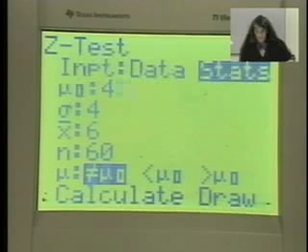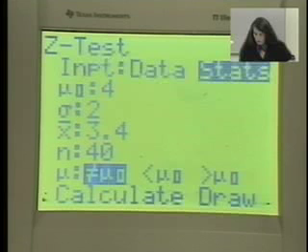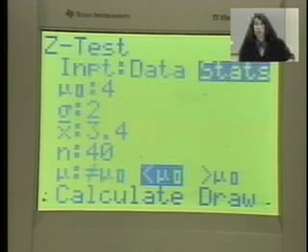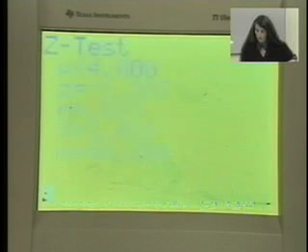And sigma, our population standard deviation, is going to be 2. Our sample mean here is 3.4. That's the information we get from our data that we take for this test. And then our n, our sample size, is 40. All right, this is a left-tail test, so we want to arrow down and over to less than mu sub 0. That's telling us we're doing a left-tail test. And then we want to arrow down to calculate and press enter.